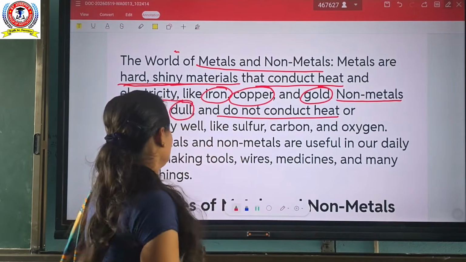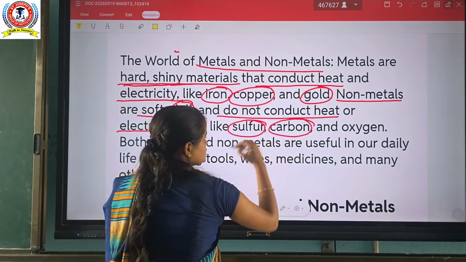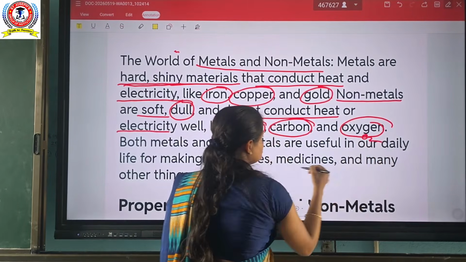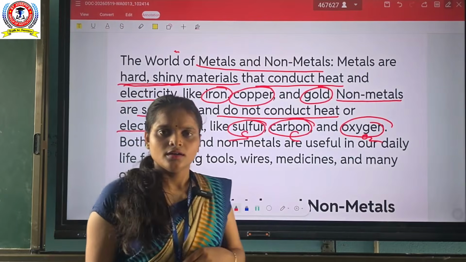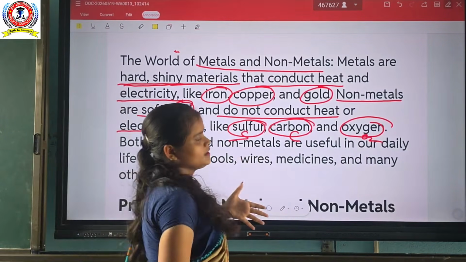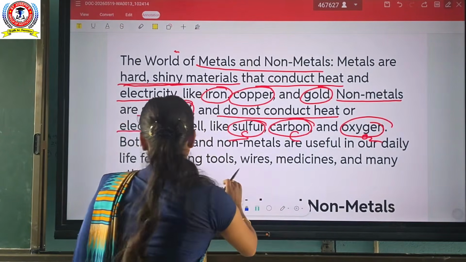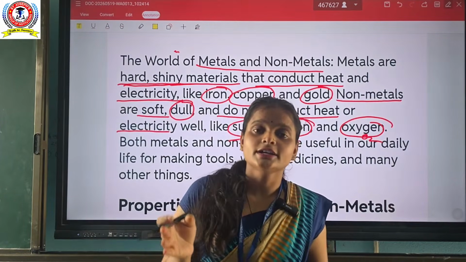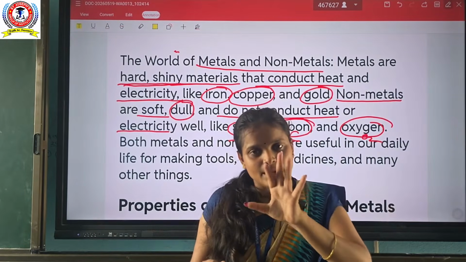Okay, like sulfur, carbon, okay, and oxygen. We know that oxygen is O2, carbon is C, sulfur is S. Is it clear? So both metal and non-metal are used in our daily life. So we'll discuss these things. Before telling about the properties or characteristics of metal and non-metal, I will show some examples to you.